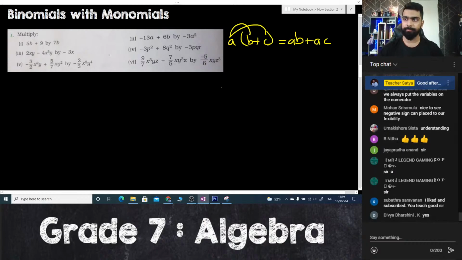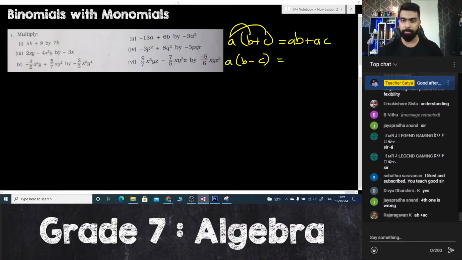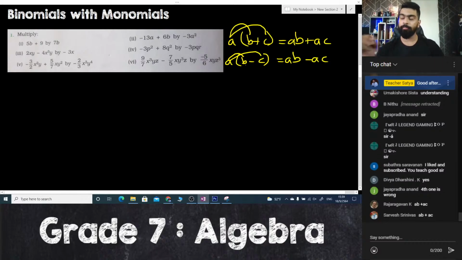Next one is A multiplied by B minus C. Again, we're going to do the same thing, right? So A times B is going to give us AB, and A multiplied with negative C is going to give us negative AC, all right, guys? Of course, when you break the brackets, make sure of the signs that are in front of the bracket. Very, very important. This is where many students make mistakes, all right, guys?